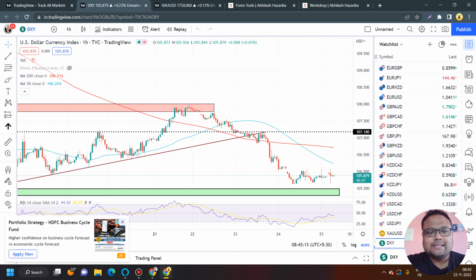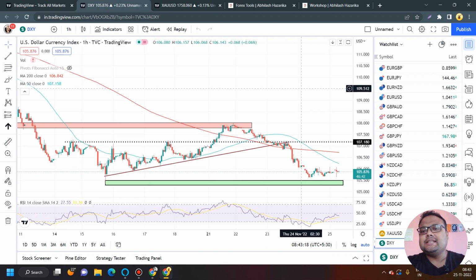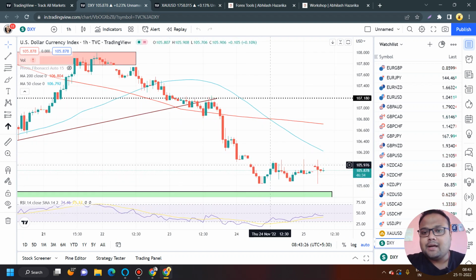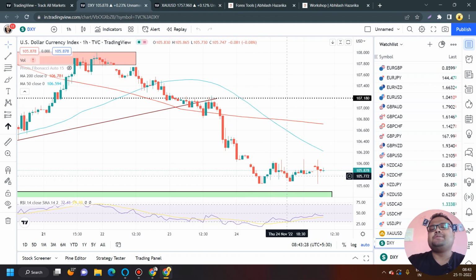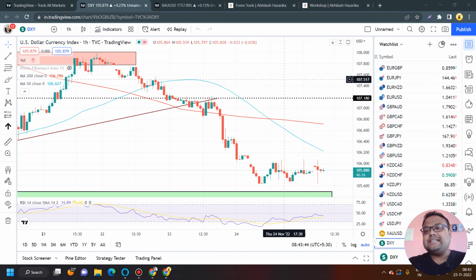So DXY is still, as expected, trying its best to survive above the crucial support of 105, and we can see that yes, DXY struggle is real. You can see that right now market is under consolidation. It's trying its best to survive. So time will tell whether it will succeed or not.